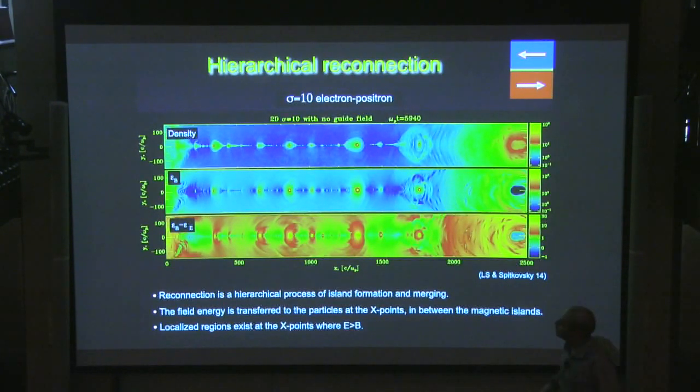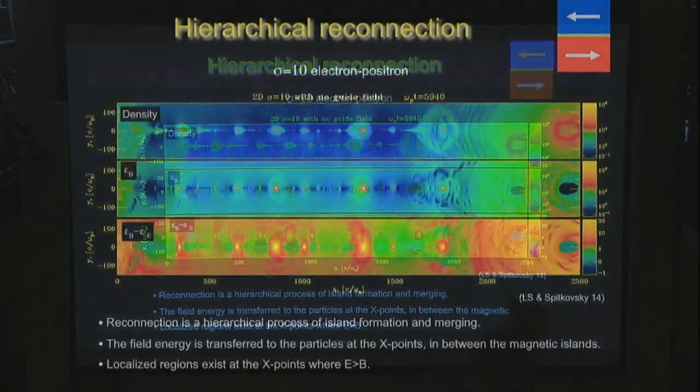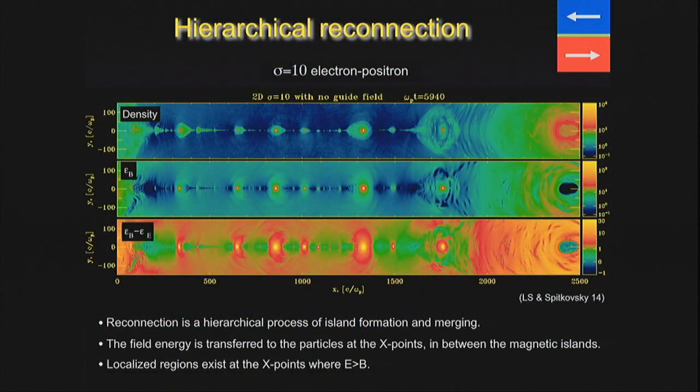The other interesting thing from this plot is that if you plot the magnetic minus electric energy, you see that there are regions which are in blue and green here where the electric energy or the electric field can actually be larger than the magnetic field. So these are regions which are very promising for particle acceleration, and that's what reconnection gives you from first principles.